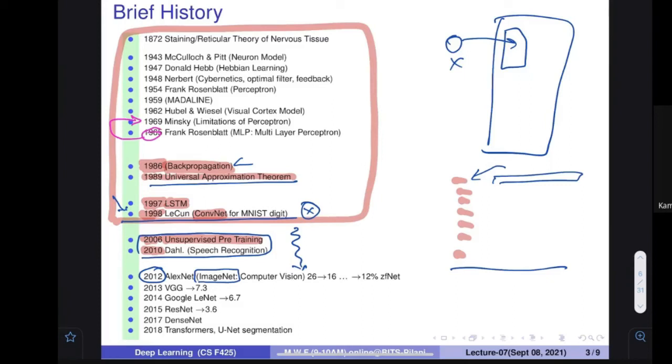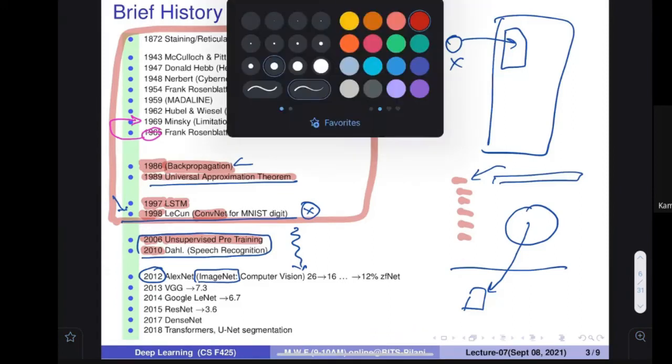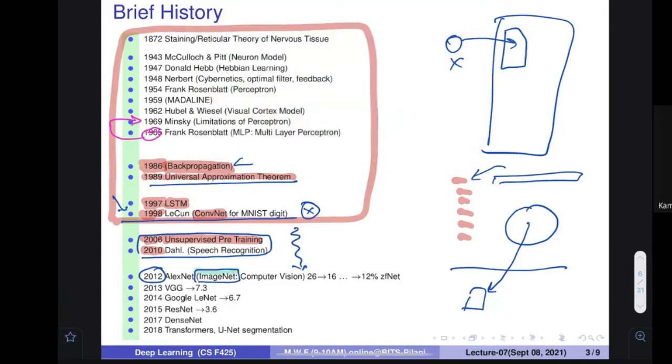This database was big, so they collected a subset of that database, with only 10,000 categories of items, and they threw a challenge: can you solve a computer vision problem on this? Can you build a system that can recognize things better?